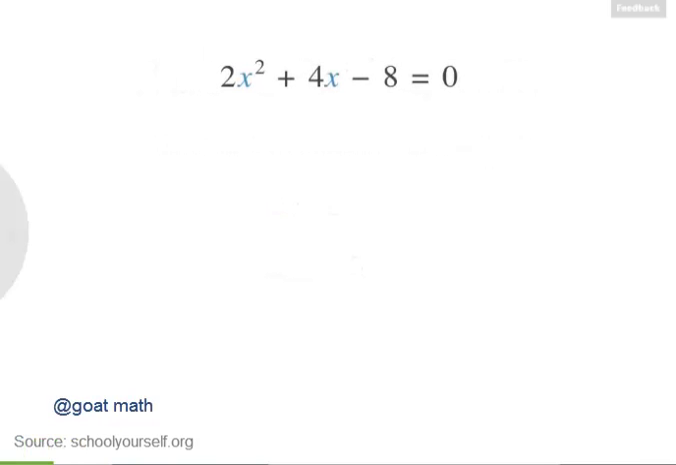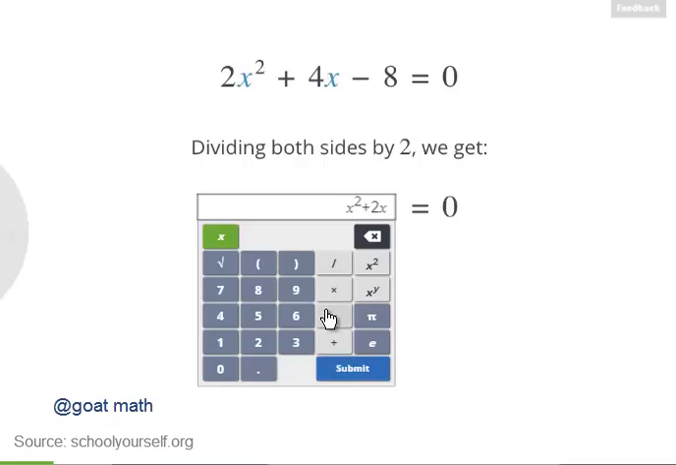Next, suppose you're asked to solve this quadratic equation: 2x^2 + 4x - 8 = 0. How might you do this? Well, first, let's divide both sides by 2. On the right side, 0 divided by 2 is still 0. On the left side, what's (2x^2 + 4x - 8) divided by 2? Write your answer as another quadratic.